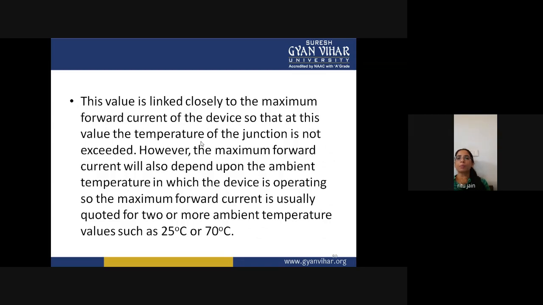However, the maximum forward current will also depend upon the ambient temperature in which the device is operating. So the maximum forward current is usually quoted for two or more ambient temperatures, with values such as 25 degrees centigrade or 70 degrees centigrade.